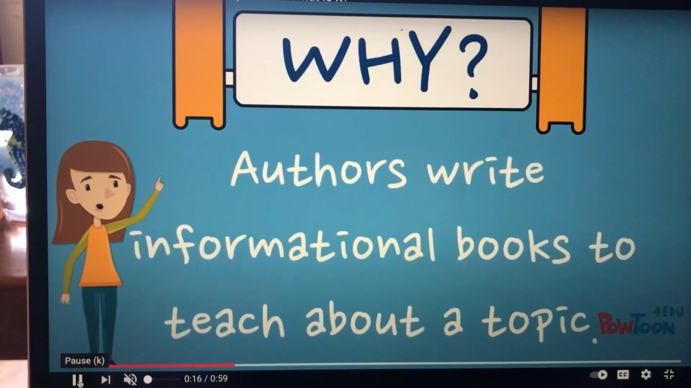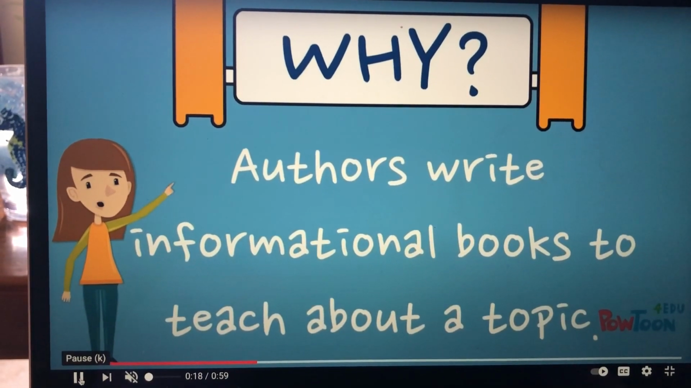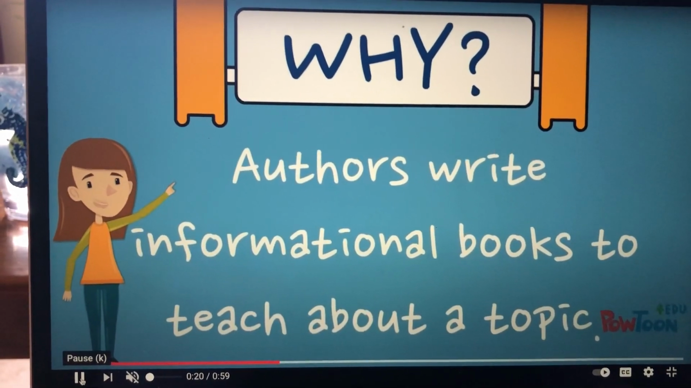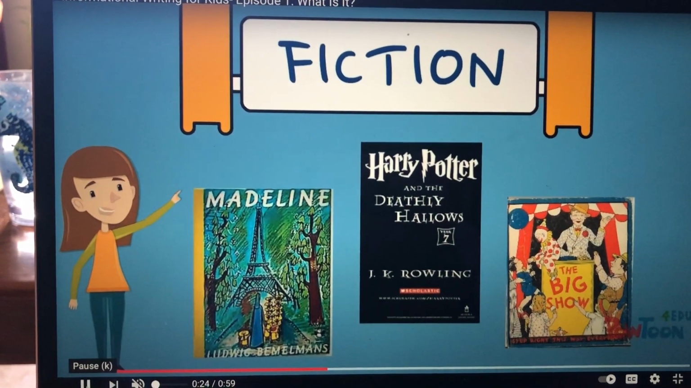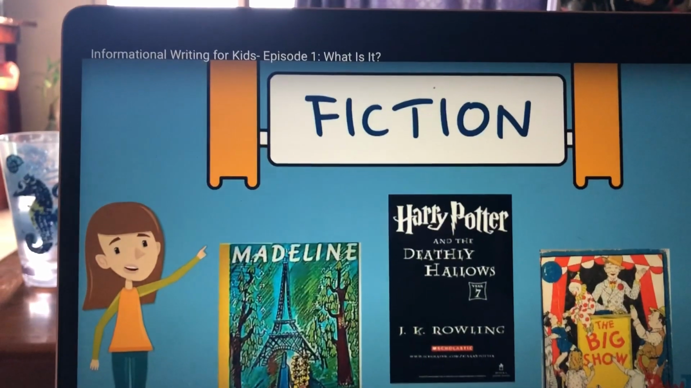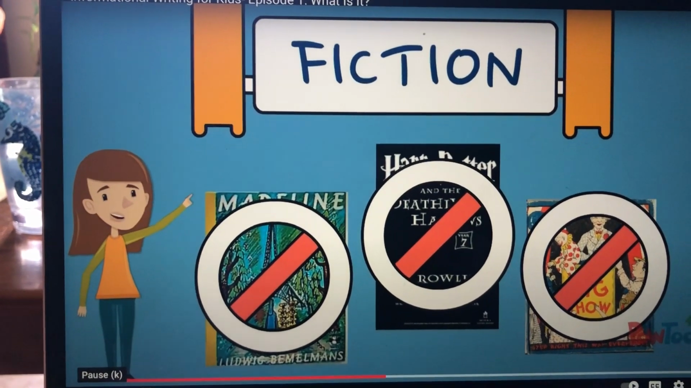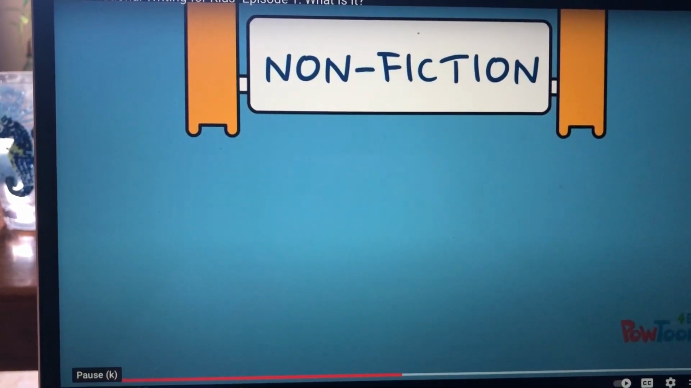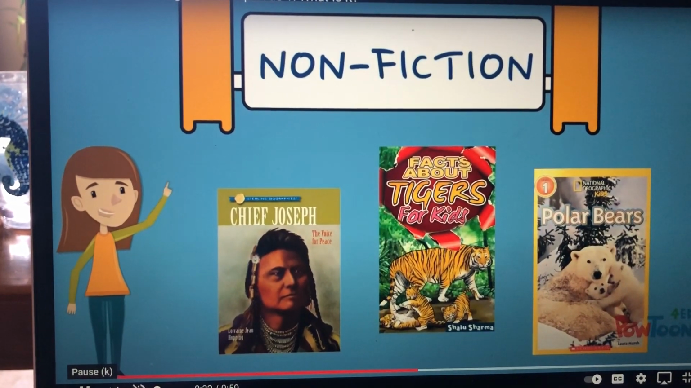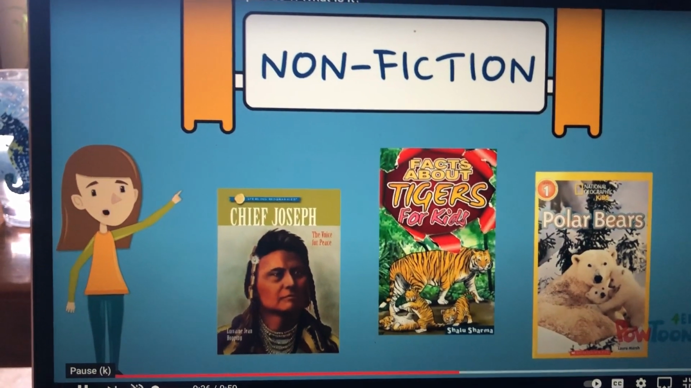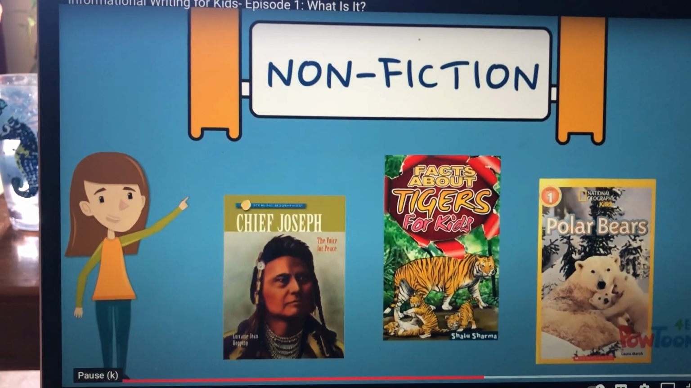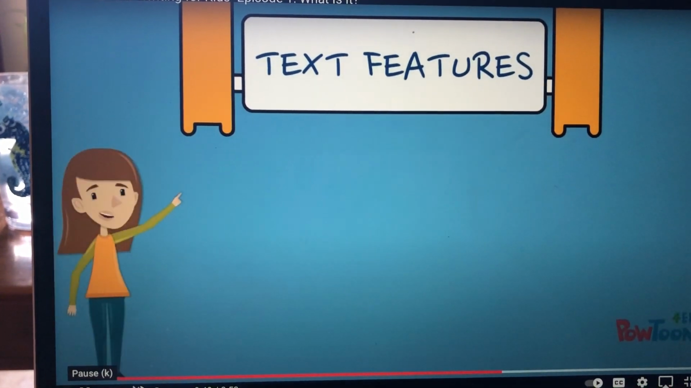Why do we want to write about them? Well, authors will write informational books to teach you about a certain topic. So if you want to learn more about something, you'd get an informational text. Now, we know the difference between fact and fiction. Those are fiction books. That means they aren't true. Nonfiction is true. So if you want to learn about tigers or Native Americans or polar bears, you could look up some stories that are nonfiction or informational text.